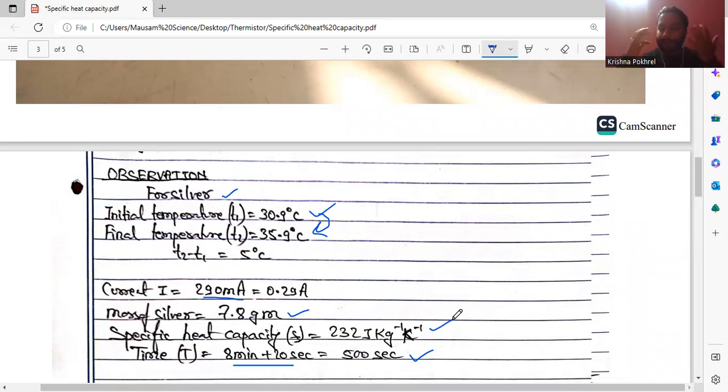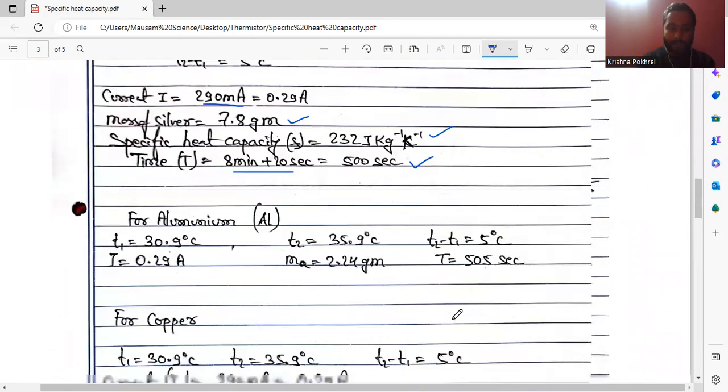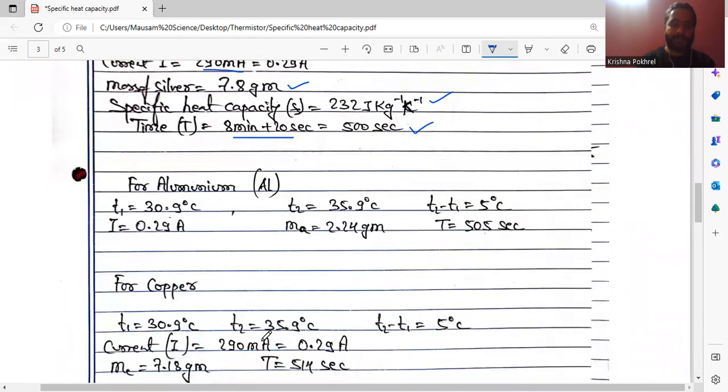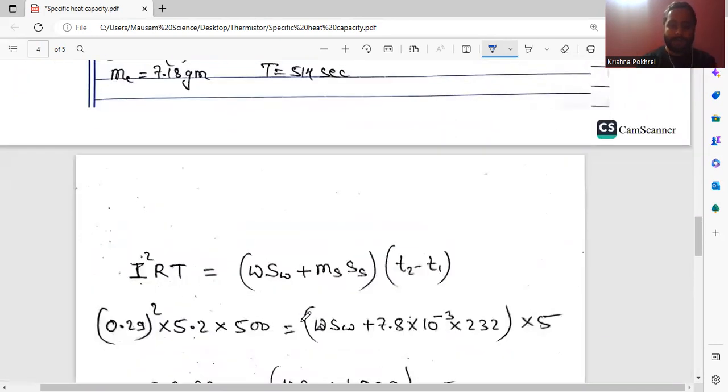But here, our experiment was to determine specific heat capacity, yet we are taking the specific heat capacity of silver as given. Why? The question may be why. This is for aluminum and for copper. We will talk about this later.